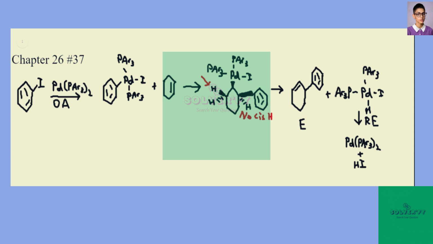Okay. And so those are the four steps of this mechanism. So we have oxidative addition, then the syn addition to the other substrate, then the syn elimination, which again accounts for why we get product E and none of product F. And then lastly, the reductive elimination regenerates the palladium catalyst that we need. Okay, and so that is the answer to chapter 26, problem number 37.